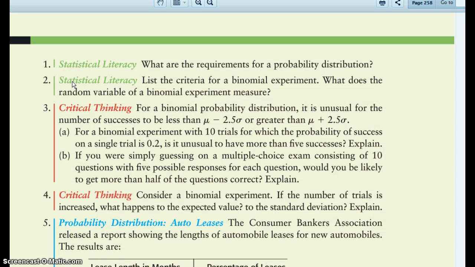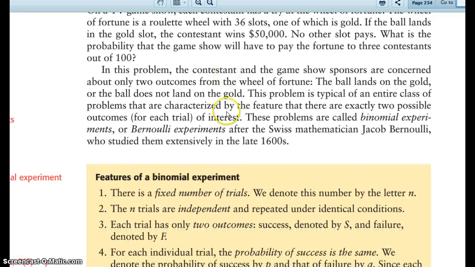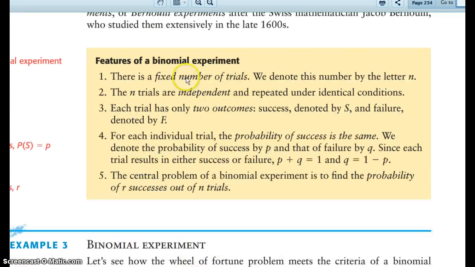For number 2, you just needed to rehash what the table said on page 234. So you needed to mention that there were a fixed number of trials. The trials are independent. Each trial has only 2 outcomes. And then that the probability of success is consistent trial after trial. That's what makes an experiment a binomial experiment.